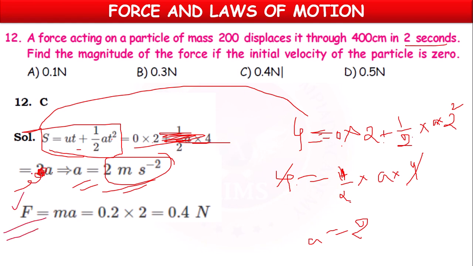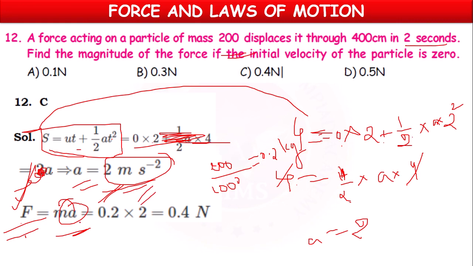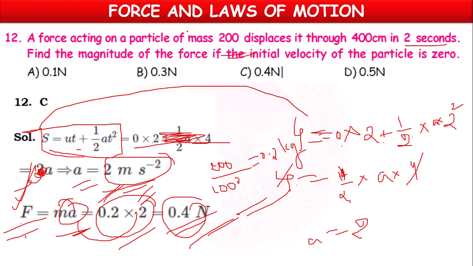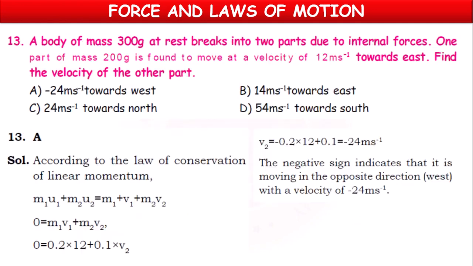Now what is the formula for force? Force formula F equal to ma. Here mass is 200 grams. 200 grams, if we divide by 1000, will become 0.2 kg. So ma means 0.2 into acceleration value 2. 0.2 into 2 is nothing but 0.4 newtons. So the force acting on the particle is 0.4 newtons.